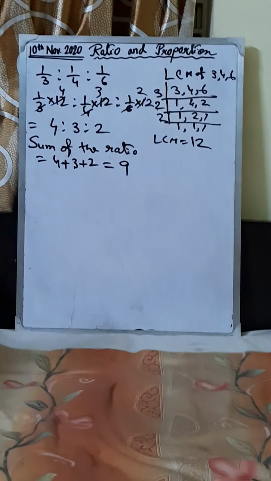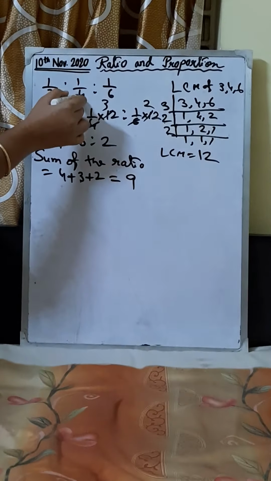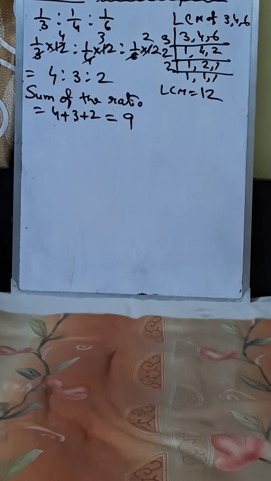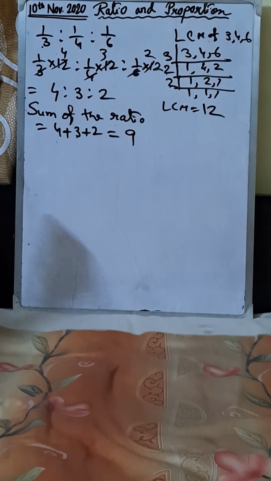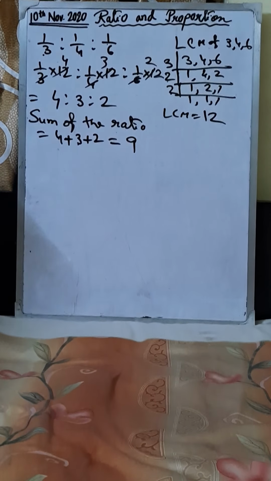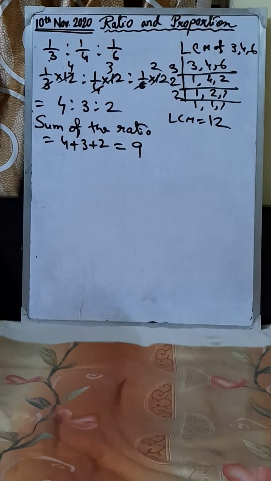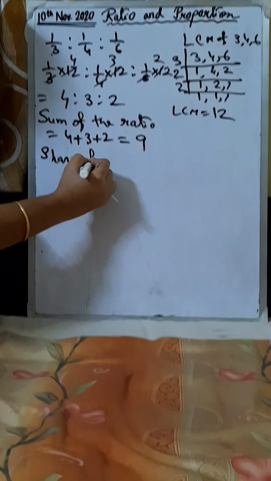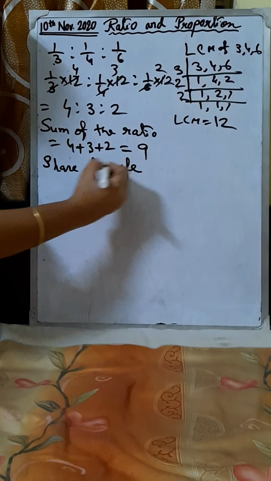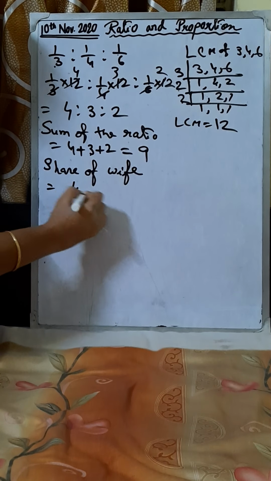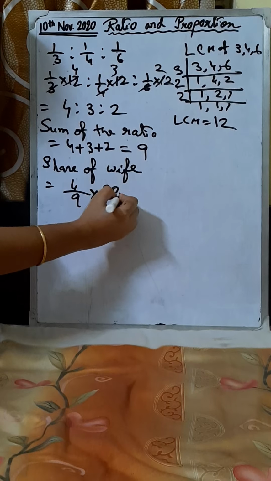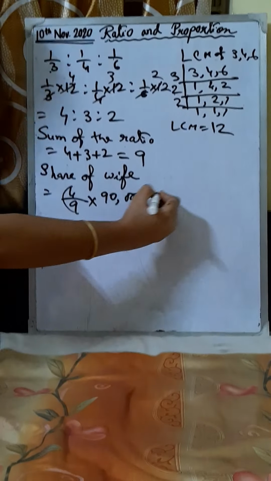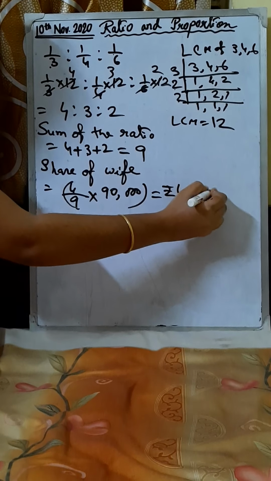Now, the first part is the share of the wife, then the share of the son, and then the share of the daughter. The total amount is 90,000. So you know the formula A by A plus B plus C into K. So here, share of wife equals 4 divided by 9 into 90,000. Now calculate, you get rupees 40,000.